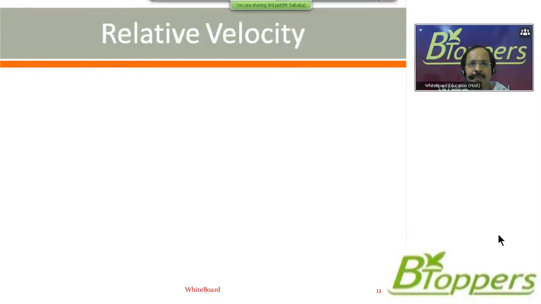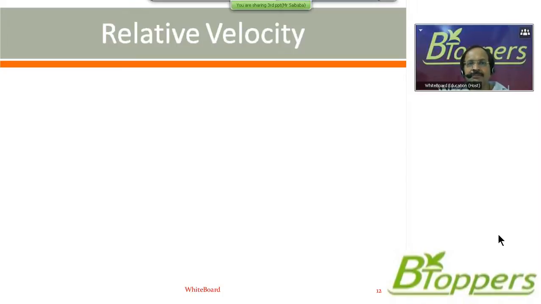Relative velocity concept. It also can be considered as an application of subtraction of vectors. Normally, when we say the actual velocity of a body, we mean the velocity of the body with respect to a stationary observer on the earth.